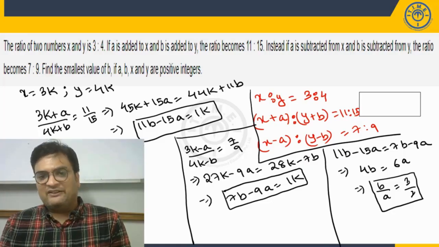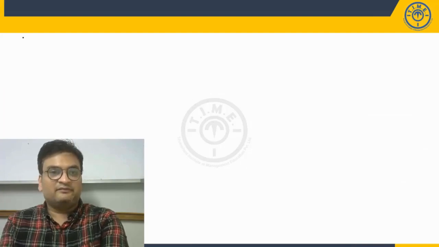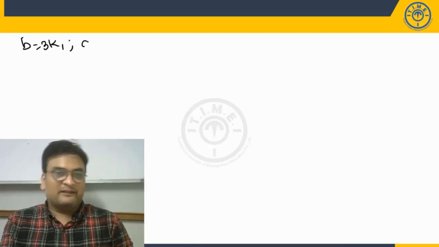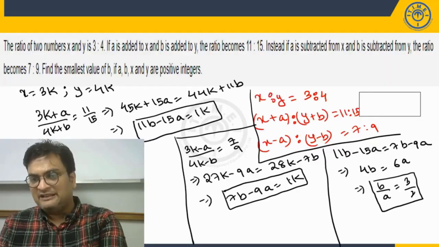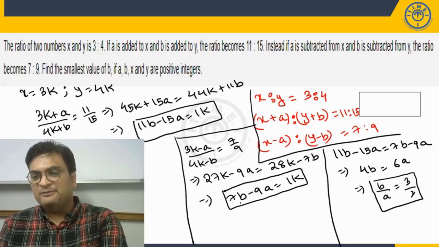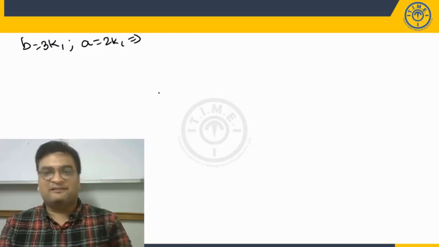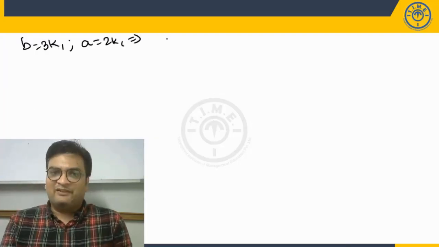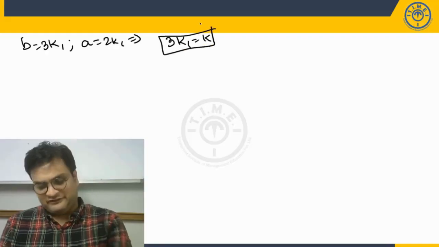if I take b as some 3k1, a will be 2k1. Hence, can I say the relation that I'll get between K and K1 will be 7 into B, 7 into 3, 21, minus 9 into 2, 18. So 21 minus 18 is 3K1 will be equal to K. So K is going to be 3K1.